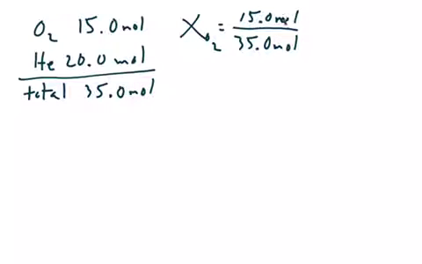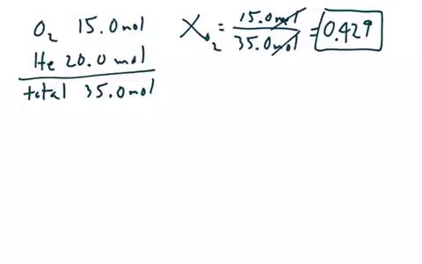And if you recall, moles will cancel. This is a unitless number. We're going to show three significant digits, and we get 0.429. That's the mole fraction of oxygen. That would be part D.